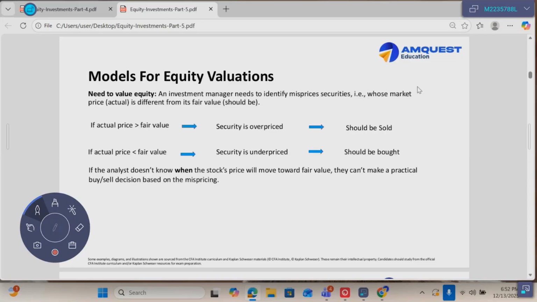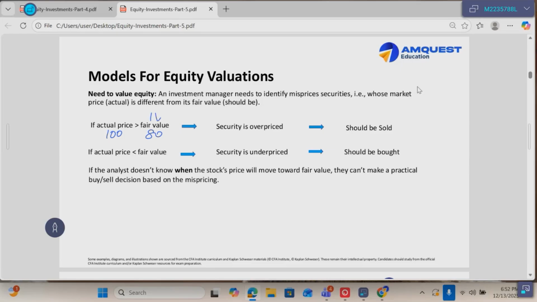So this I've already explained. Actual price is 100. It is greater than the fair value. Fair value is only 80. So the security is overpriced and you should sell it. Fair value is nothing but your intrinsic value. Actual price is 100. Fair value should be 120. The security is underpriced. You will buy it. If the analyst doesn't know when the stock price will move towards fair value, they can't make a practical buy-sell decision based on the mispricing.